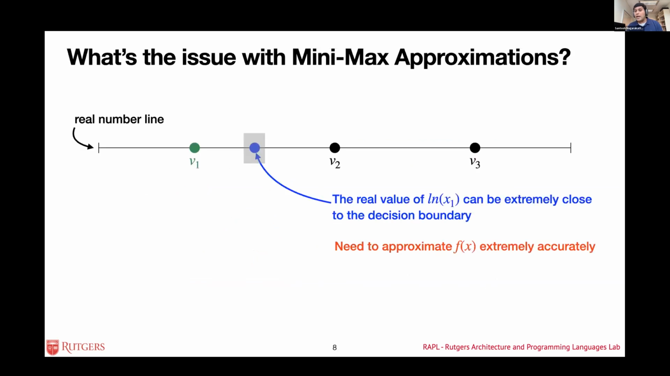Now the question is, why do minimax approximations produce wrong results? Let's say we have an input, x1, whose result is very close to the rounding boundary. What is the rounding boundary in the case of round to nearest ties to even? It's the midpoint. And when the real value is very close to the rounding boundary, the freedom that you have with a minimax approximation is very limited.